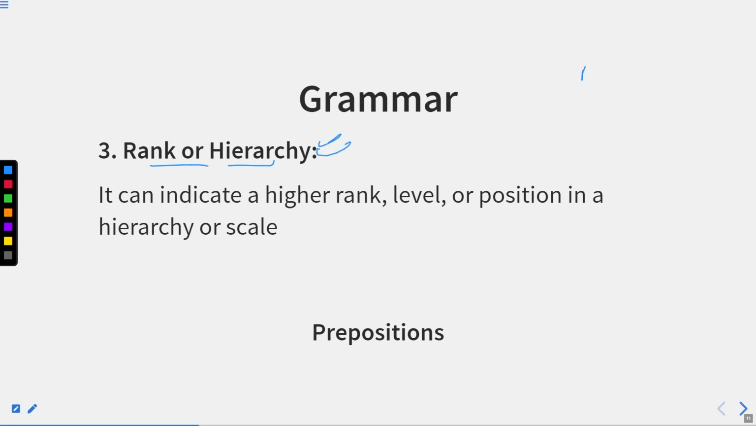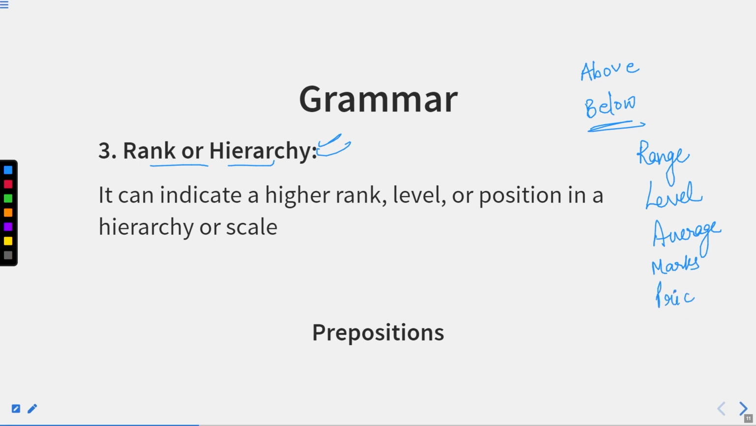First of all, if we have prepositions like above and below, we should keep some things in mind. If we have to show the range of something, the level of something, the average of something, the price of something, or the marks of something, it means we are talking about something which is increasing or something which is decreasing.